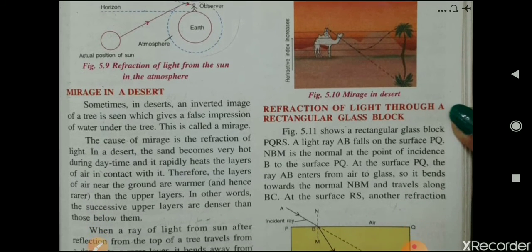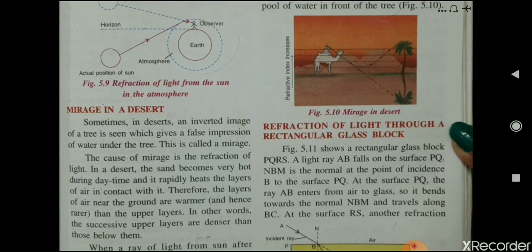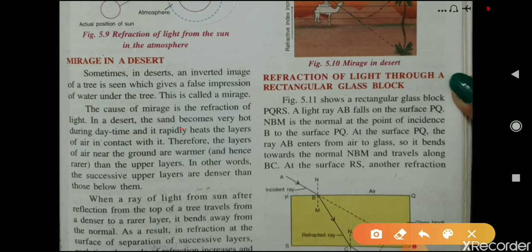Now, mirage in a desert. Sometimes in deserts, an inverted image of a tree is seen which gives a false impression of water under the tree. This is called a mirage. As you can see in this picture, it appears to be an inverted image of the tree. Okay, now why does it happen? The cause of mirage is the refraction of light. In a desert, the sand becomes very hot during the daytime, and it rapidly heats the layers of air in contact with the ground.